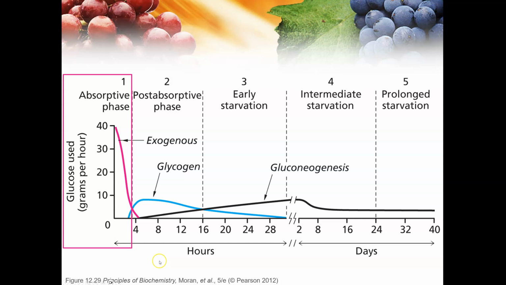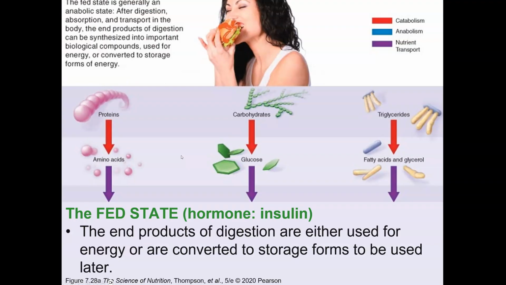So what the body has to do is it has to keep the blood glucose concentration the same no matter how much you eat, how little, how much you exercise, how little, how rested you are, if you're sick, anything like that. It needs to keep the blood glucose concentration the same. So that's sort of like the motivation here. So we're starting with the absorptive phase after we eat.